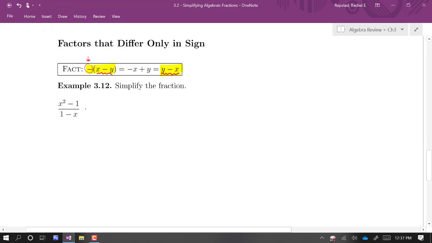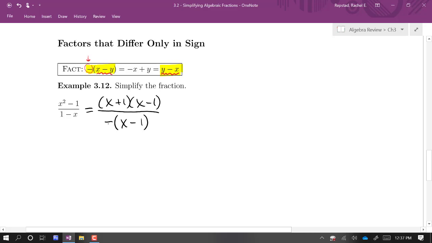Let's take a look at this example. X squared minus 1 divided by 1 minus x. So x squared minus 1 is x plus 1 times x minus 1. In the bottom we have 1 minus x. And that is really close to x minus 1. We've just reversed the order of subtraction. So I'm going to take out a negative 1. This is the negative of x minus 1.